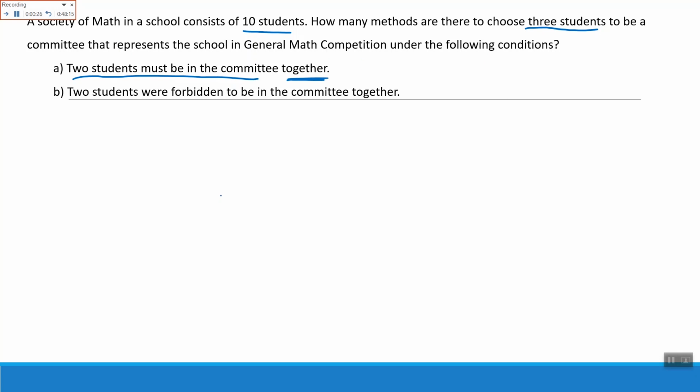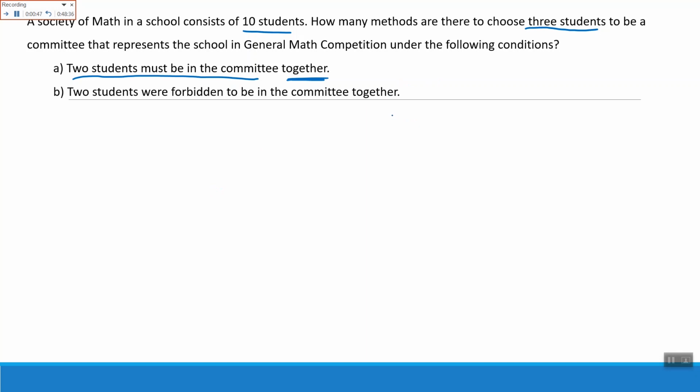What does that mean? It means that we have to choose these students. If I choose one of them, I have to choose the other one. They have to be together. They must be in the committee together. They don't say they must be in the committee and must be together. No, they say they must be together. So if we choose one of them, we have to choose the other one.